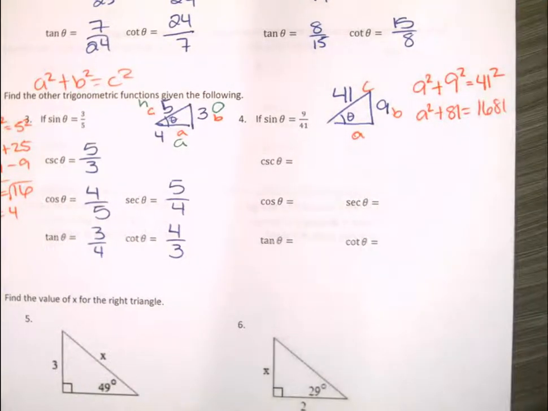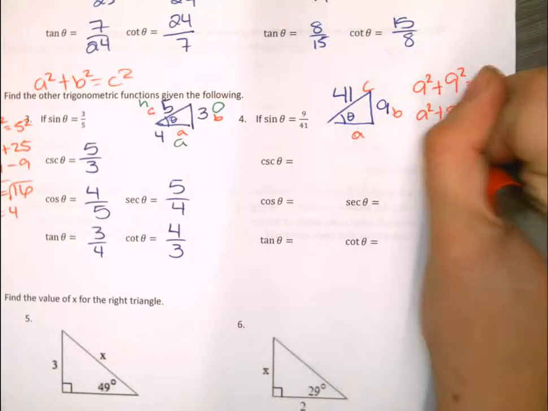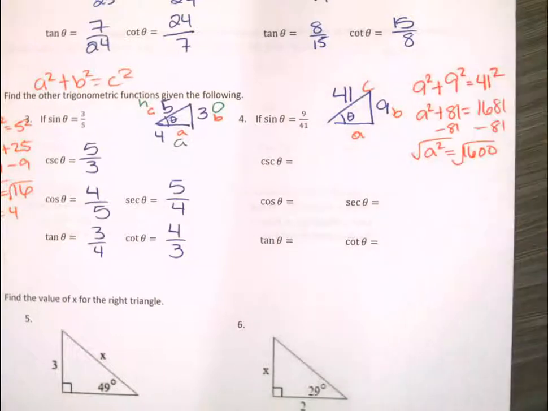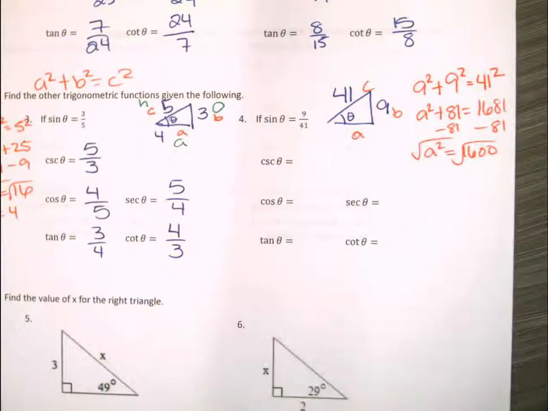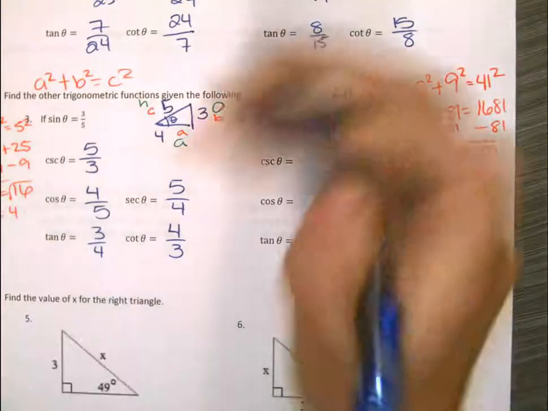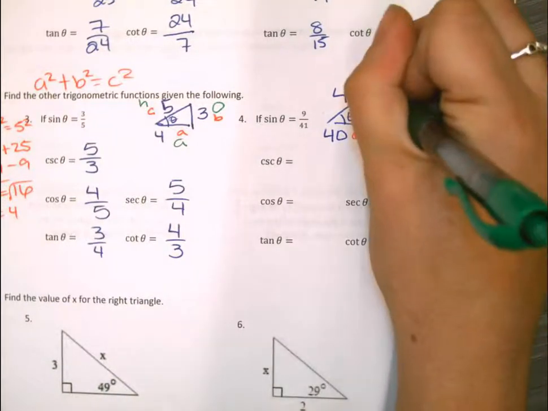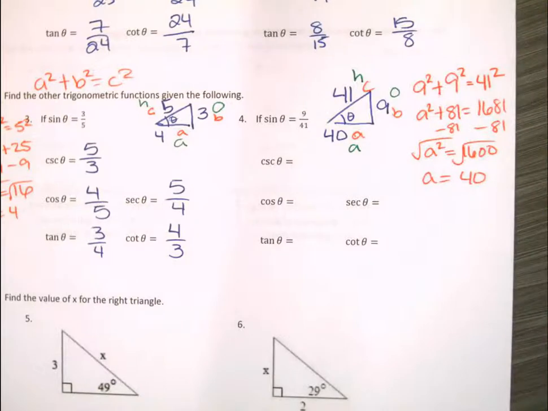Then I'm going to go ahead and subtract 81 from both sides. I get a squared equals 1600. I go ahead and take the square root. On my calculator, I go second square root 1600, and it gives me 40. So a equals 40. I'll go label 40 on my triangle. And now I'm going to label my opposite, adjacent, hypotenuse. So 9 is opposite, 40 is adjacent, 41 is my hypotenuse.